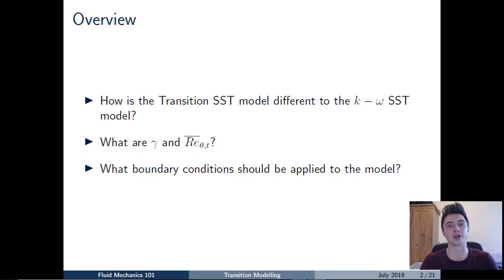So just to start with an overview of what I'm going to talk about today, I'm going to start by going through how the Transition SST turbulence model is different to the K-omega SST turbulence model. I'm then going to look at what are the quantities gamma and Re-theta and what do they represent, and then I'm going to finish off by briefly mentioning the boundary conditions that should be applied to this model.